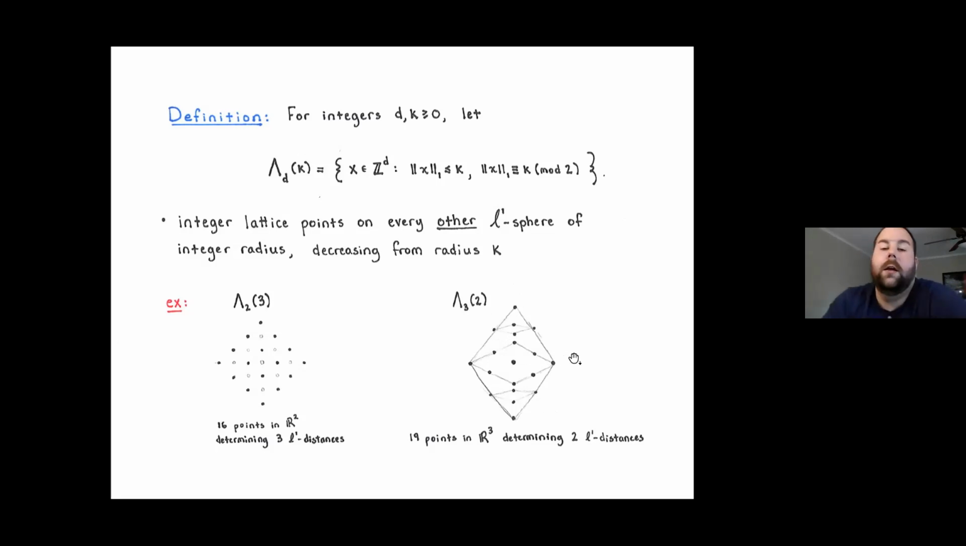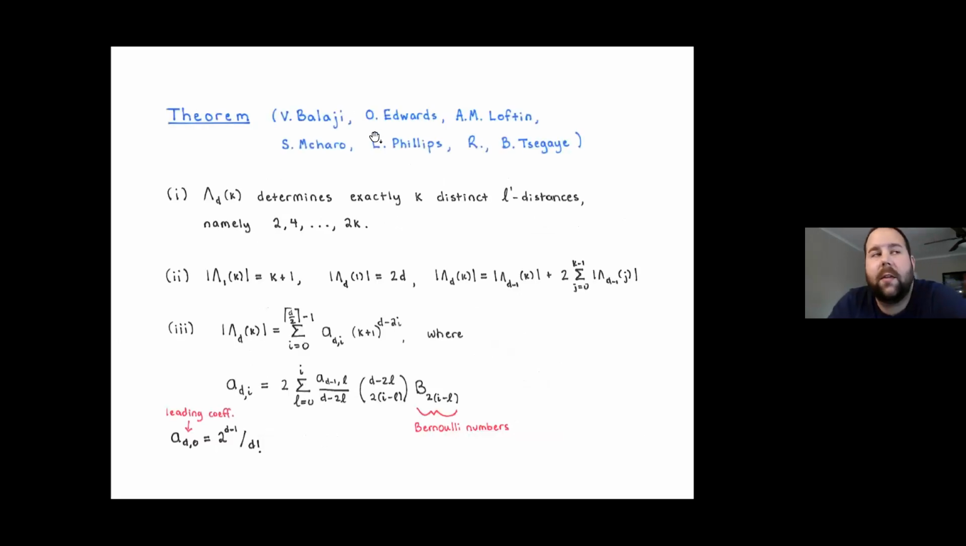Okay. So that's a perfectly good construction, but what is actually true in general about these sets lambda d of k, which are meant to be our candidates for optimal configurations for the Erdős distinct distance problem with the taxicab metric? So what can we actually say about them? These next two theorems are joint with my 6 undergraduate co-authors at the time from Millsaps: Vidresh Balaji, Olivia Edwards, Anne-Marie Lofton, Solomon Macharo, Lo Phillips, and Biniam Sagai.